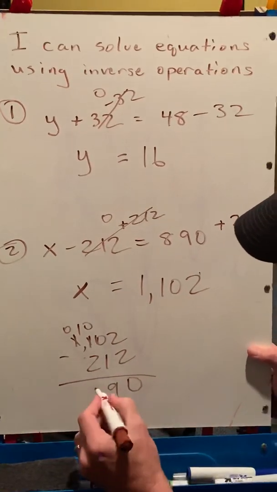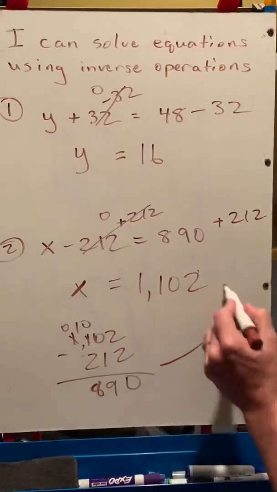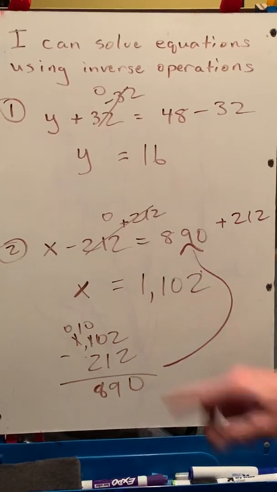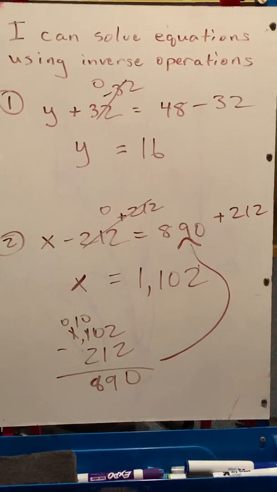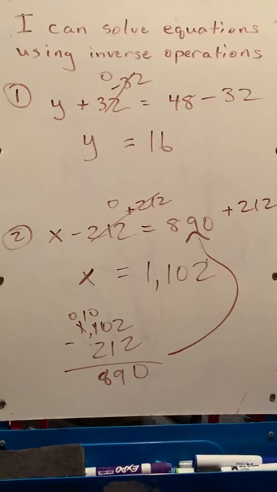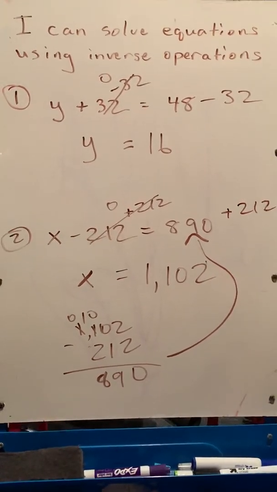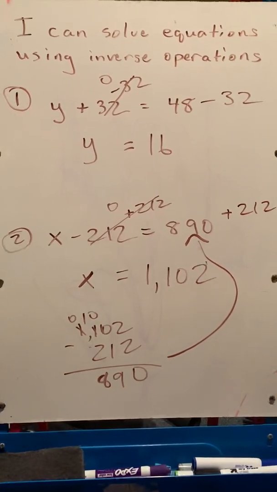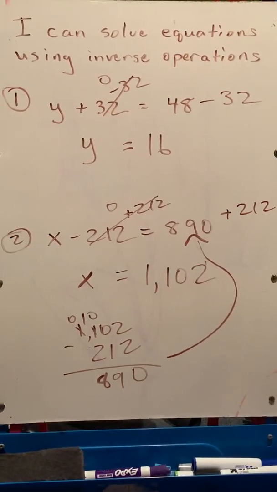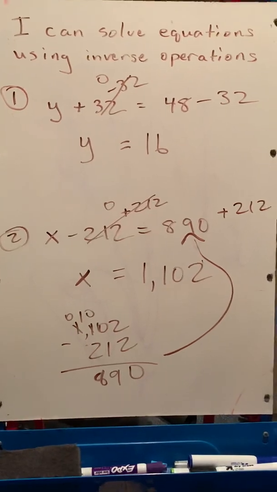And 10 minus 2 becomes 8. And I see that it equals 890 when x equals 1,102. It equals 890 like it's supposed to. So then, again, I know I'm correct. I've used those inverse operations to solve to find out what my variable is. Basic one-step problems there, okay?